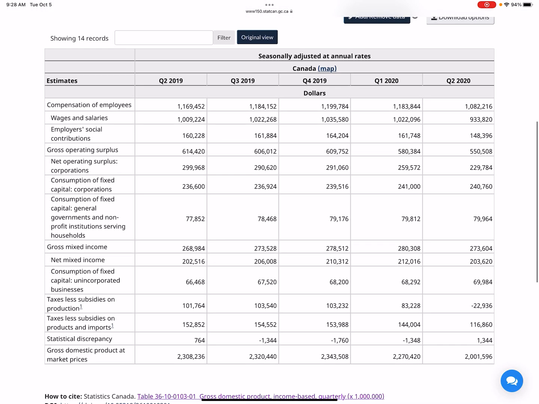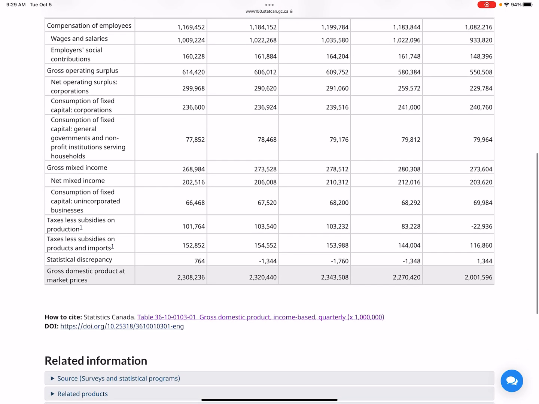Okay, and so we can see here at the very bottom, it says gross domestic product. And so we can pull the Q2 2020 number and the Q2 2019 number. We want to have them one year apart, and you can pick any quarter you want to focus on. The other thing that's important to note here is that our data is in millions. So we're going to need to add 6 zeros to the numbers when we pull them off this table. All right, so let's write these down.